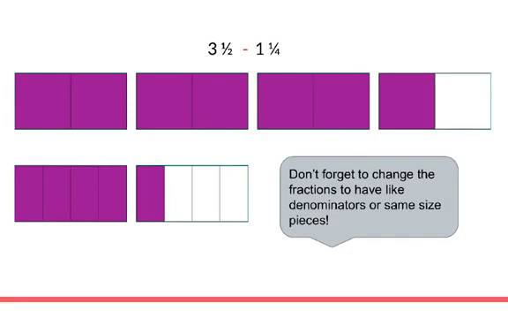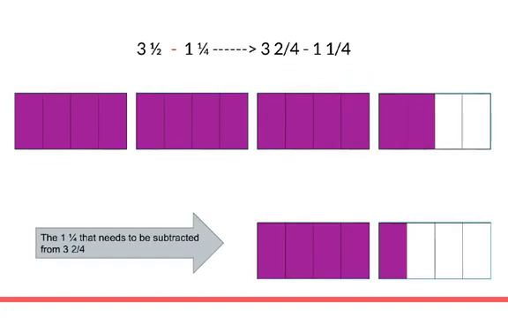We can do that by making equivalent fractions. We can split these halves into fourths. And now we see that we have 3 2/4. 1/2 is equivalent to 2/4. And we have our 1 1/4. So now we need to subtract the 1 1/4. Right down here at the bottom is showing my 1 1/4, but I'm going to subtract it from the model at the top. So I'm going to subtract my 1/4.